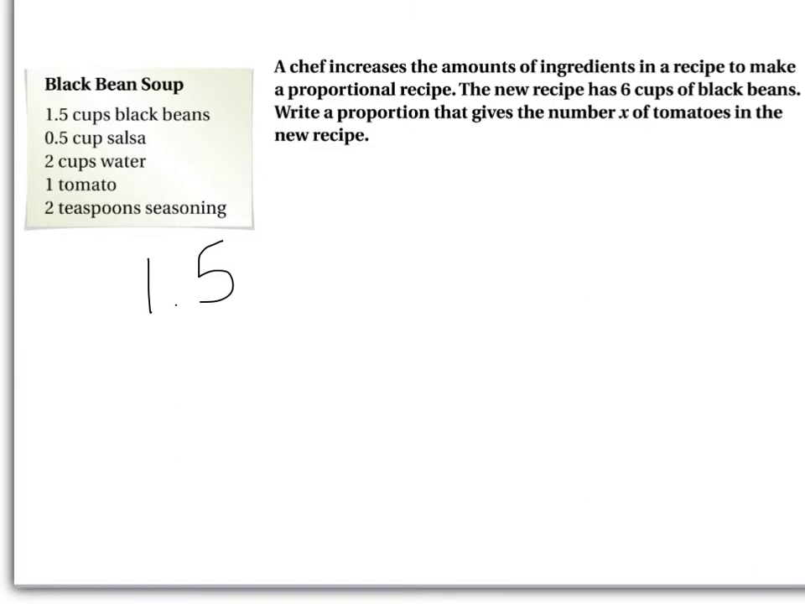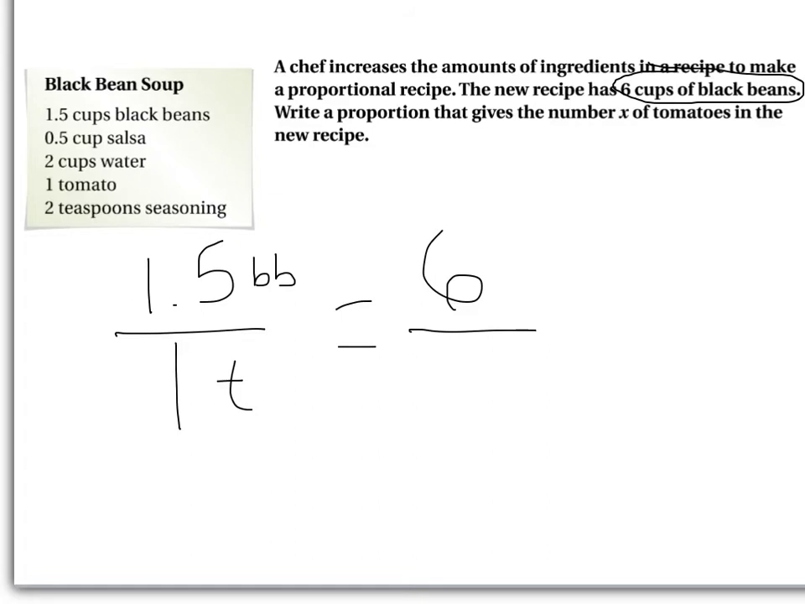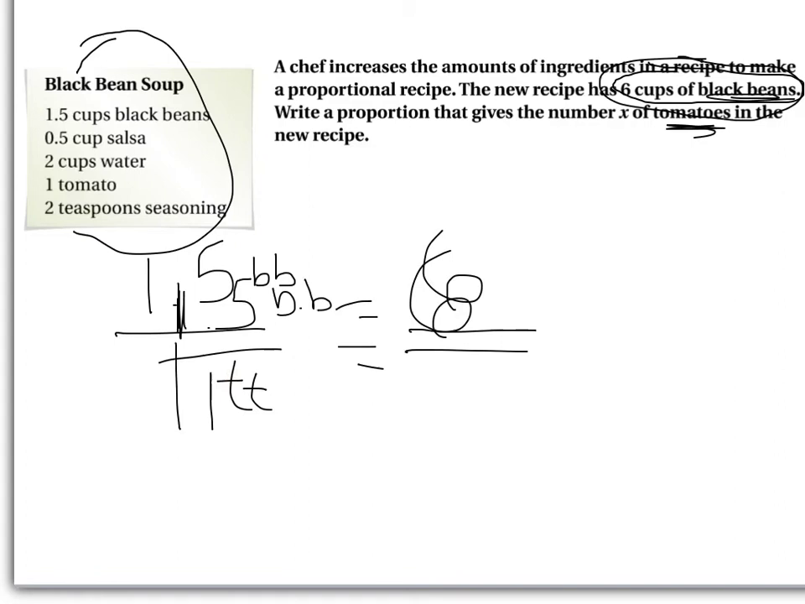1.5 cups of black beans over 1 tomato. So we should probably identify this as black beans and this is tomatoes here. So I'm going to make that an equal proportion. They're telling me the new recipe is going to have 6 cups of black beans. Well, this is what I was talking about, apples to apples. I want to make sure that I'm matching up with these black beans right here. So I'm going to write the 6 cups of black beans on the top. I don't know tomatoes. Of course, the new tomatoes has to be in line with this over here. So we'll put T for tomatoes.